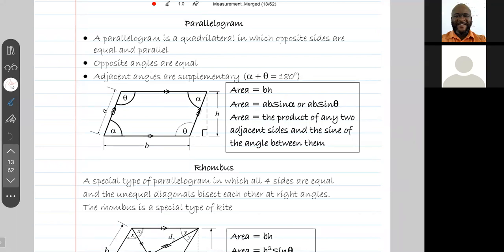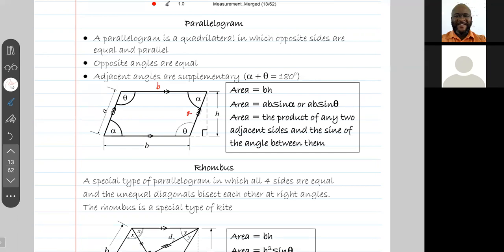A parallelogram is a quadrilateral in which opposite sides are equal and parallel. For example, if this side here to the left is A, it means that this side here to the right is also A. If the side at the bottom is B, it means that the side at the top is also B.